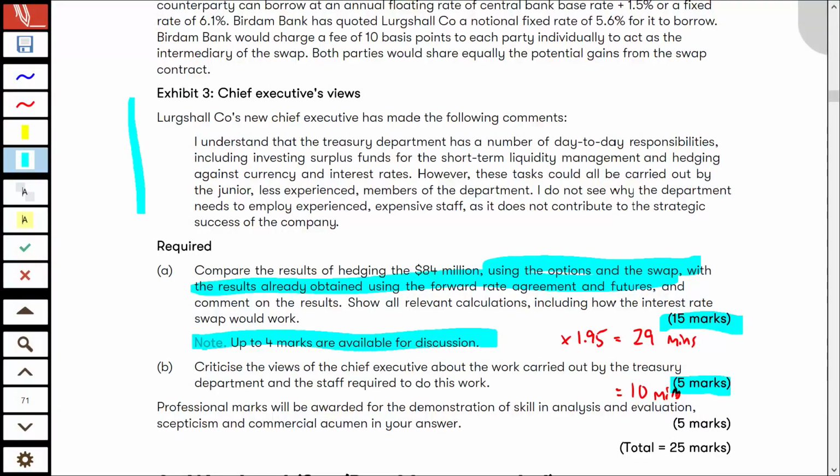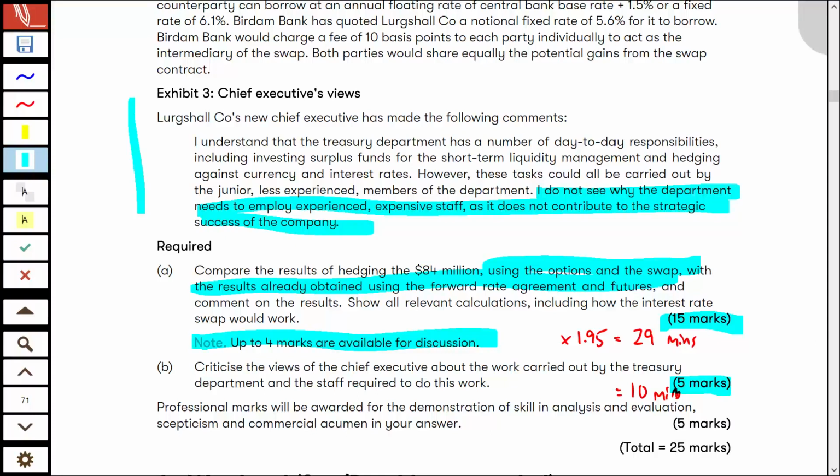There are plenty of opportunities in Part B to come up with some valid criticisms of this core thought that Treasury management doesn't contribute to strategic success. And you could tackle that by talking about the functions of Treasury, liquidity, corporate finance, cost of capital, risk management, and why that matters, especially for a company that's looking to dramatically expand, as this one is. You could also reflect on the impact of poor decision making, on the need for oversight of junior members. Lots of possible points, and I'll leave you to pick up some of those in the solution.